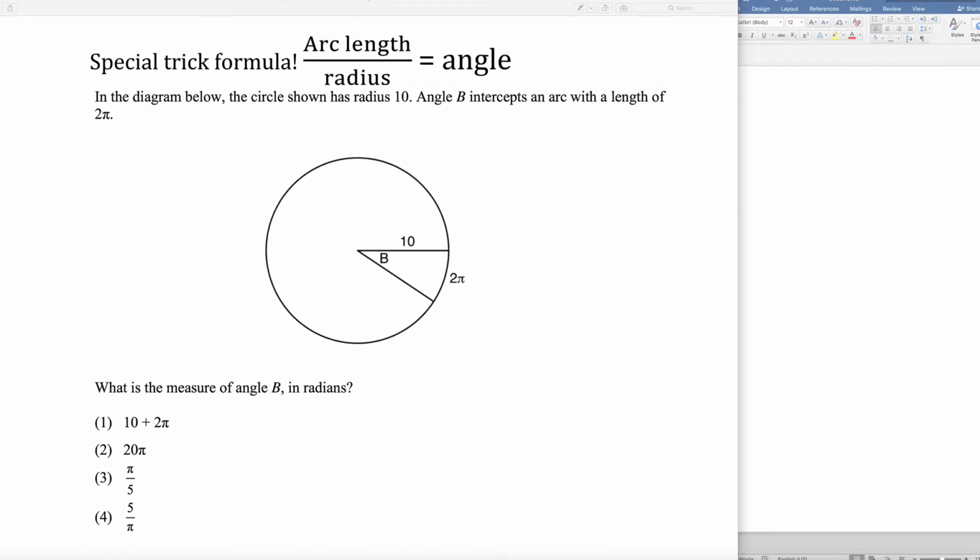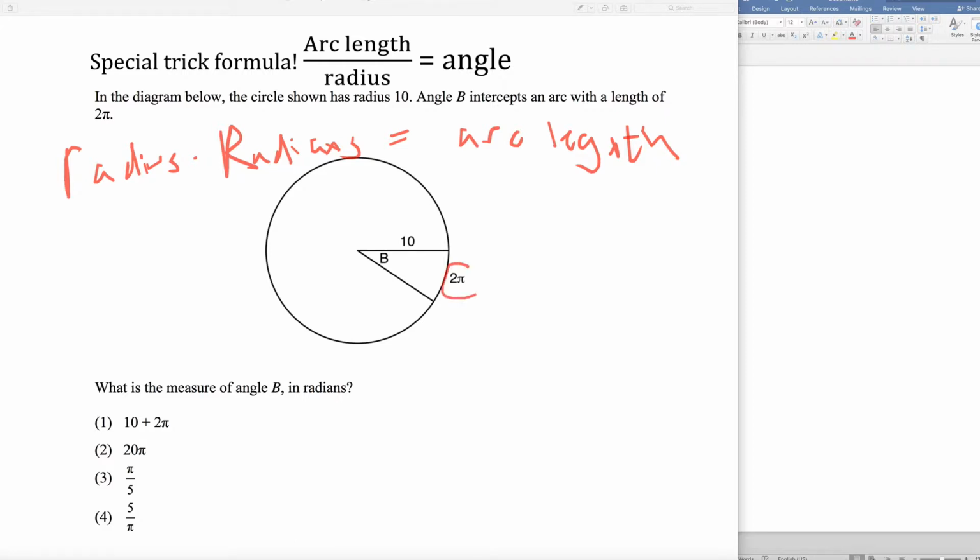Alright, next one. So this is the first level. The formula that I used to say was that radius times radians equals arc length. But what I noticed is that the way that they always give it on the test is they don't give you the radius and the radians looking for arc length. They give you the arc length and they're looking for the radians. So instead, I think the better formula to have is just this guy divided by this guy. Arc length divided by radius gives you radians. So that's just the easier way to think of it.